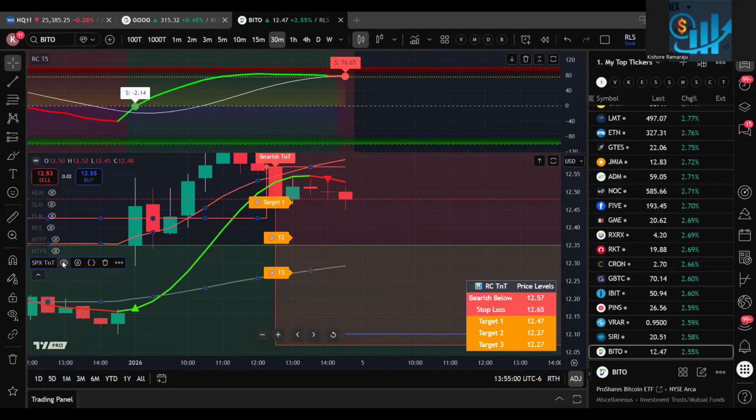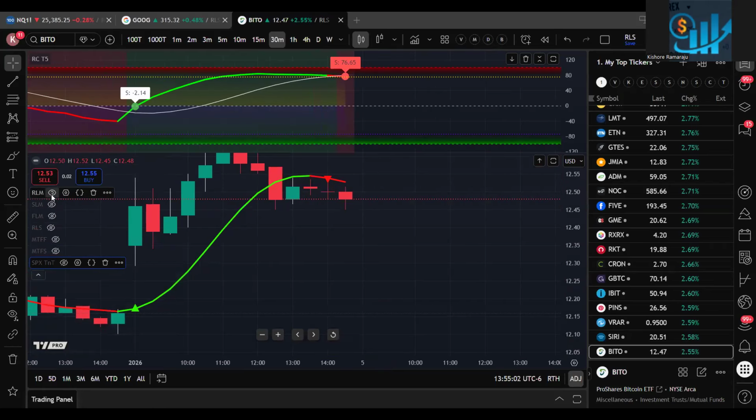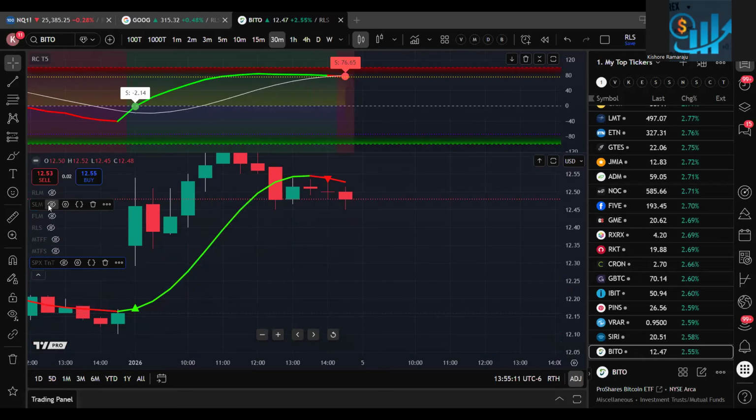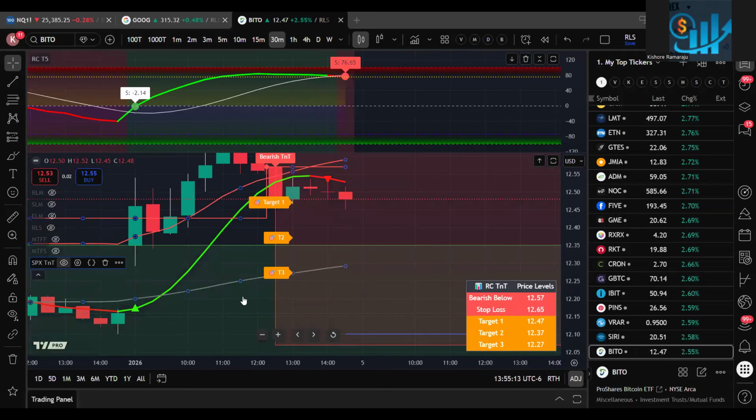So if you are more of a scalper, you use RLM, SLM, FLM along with future scanner or stock scanner. If you want to do prop firm trading, but you want to do more of a swing trades where you don't need to keep watching the charts, then this is the best one, SPX tag and turn. So earlier we didn't have this target, so I updated this one so that you can set the targets, right?